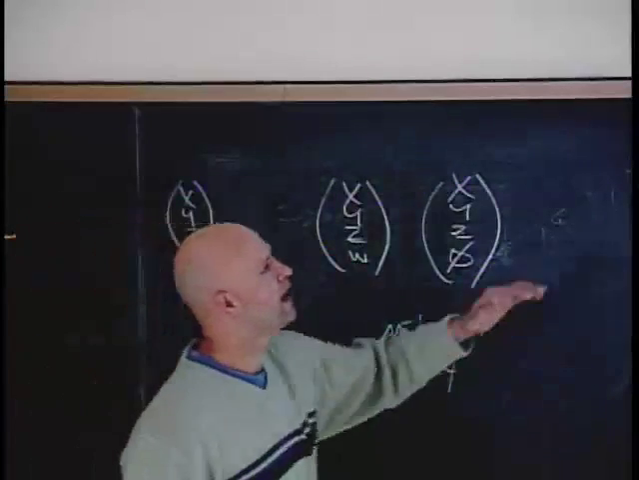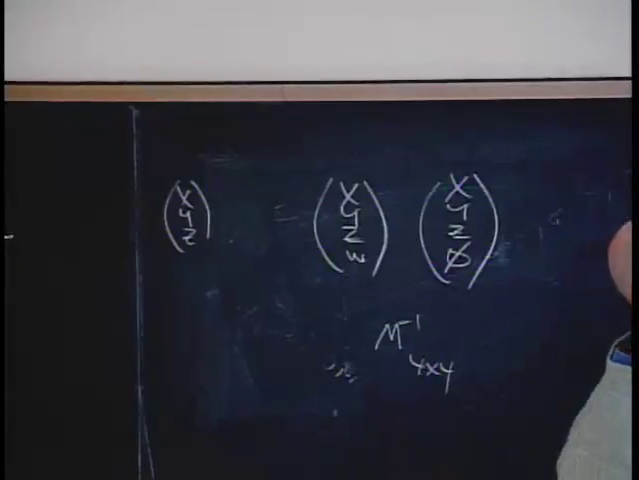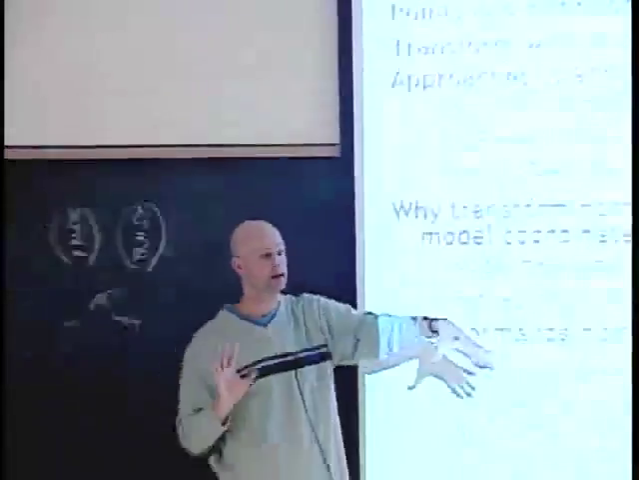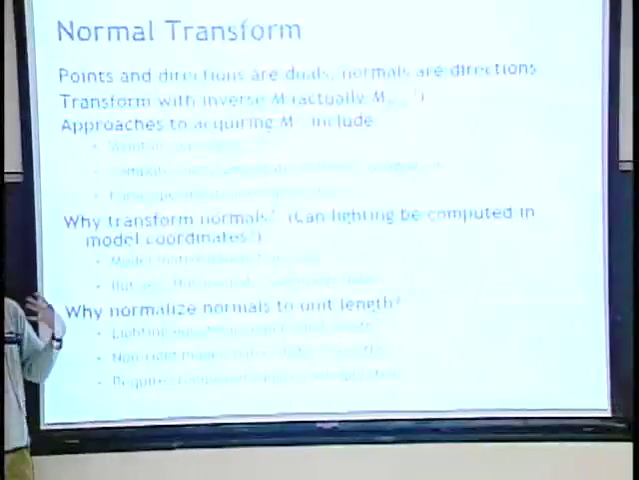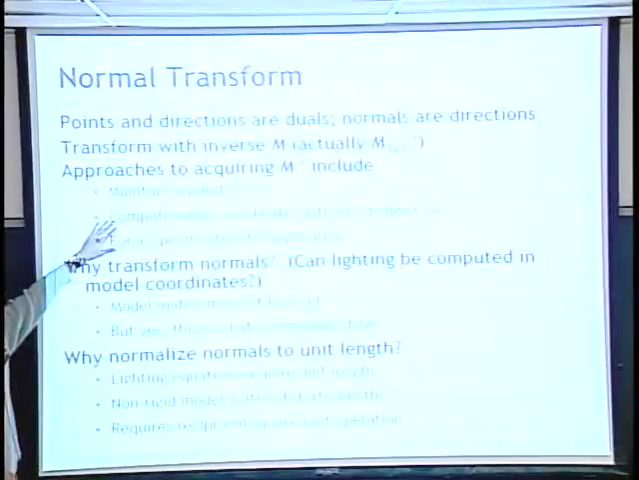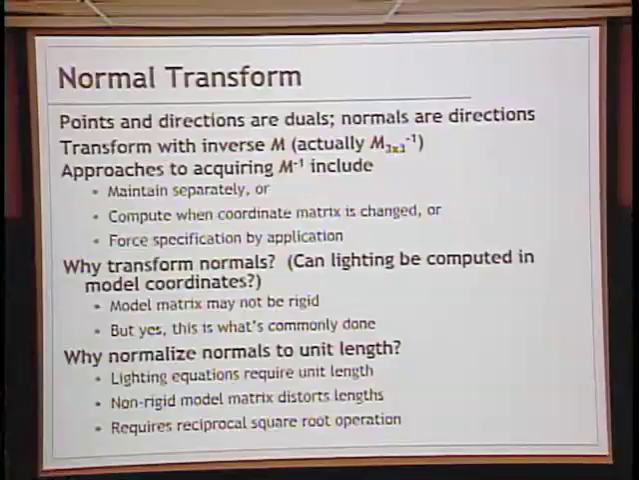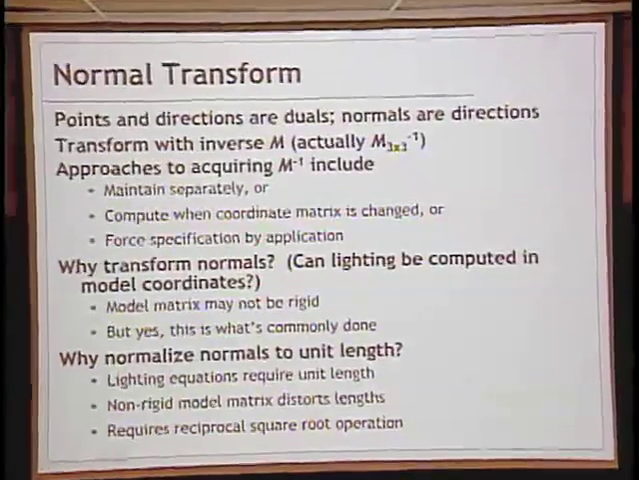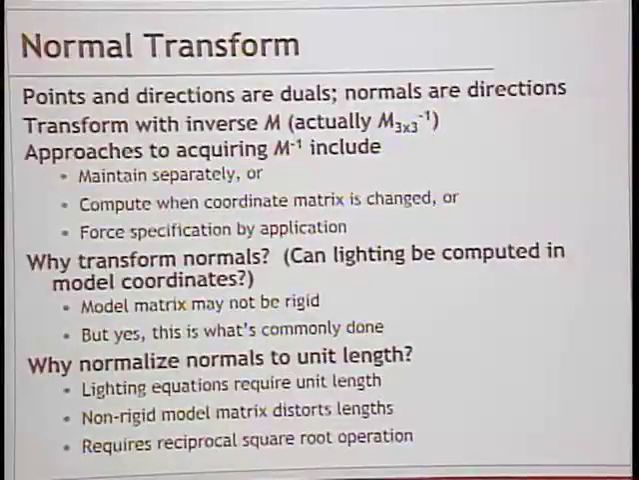So that means that you have to get M inverse. Every time you change M, you better also change M inverse. There are different ways you can think about the hardware doing that. You could recalculate M inverse every time you change M, or maintain those separately all the time. Or you can make the application specify it: I'm changing M, so the application also says it needs to change M inverse.